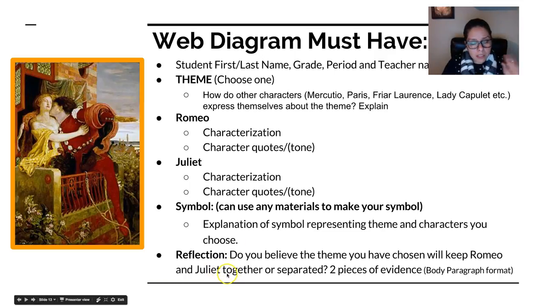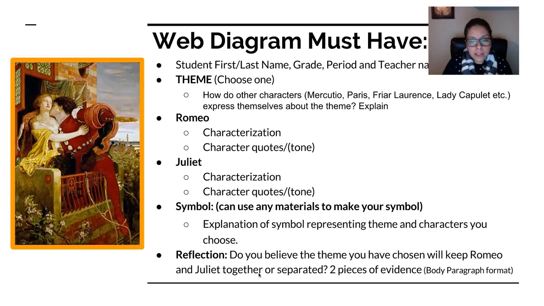But the main goal with this web diagram is your reflection. Through your reflection, I'm going to be able to determine whether you understood characterization, theme, and tone, okay? And you need to prove the following question: do you believe the theme you have chosen will keep Romeo and Juliet together or separated?